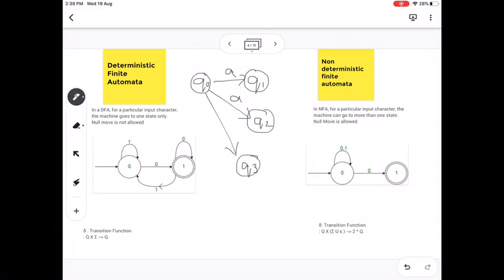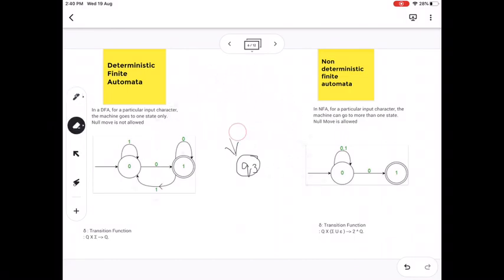Okay. So this is NFA, that is DFA can move only to one state, NFA can move to multiple states with a single input. Okay. So that was about non-deterministic finite automata and deterministic finite automata. So the transition function is also very simple.